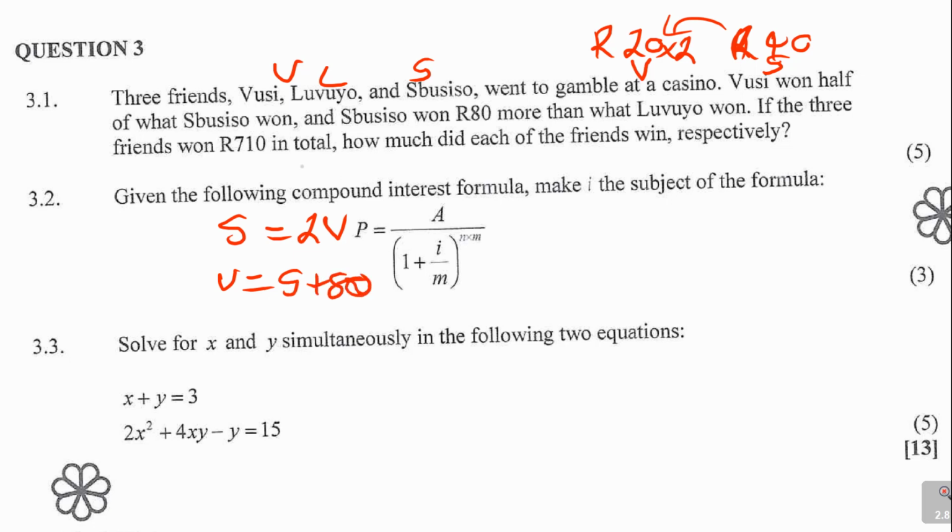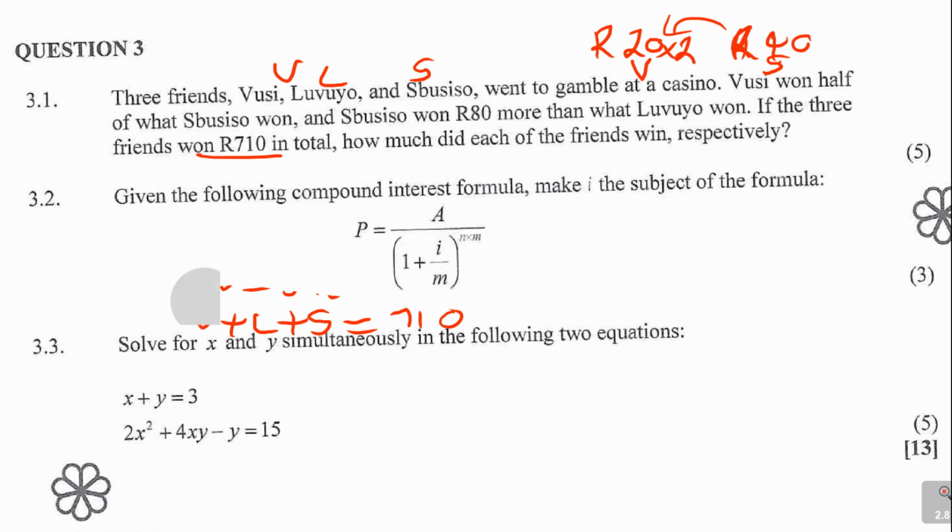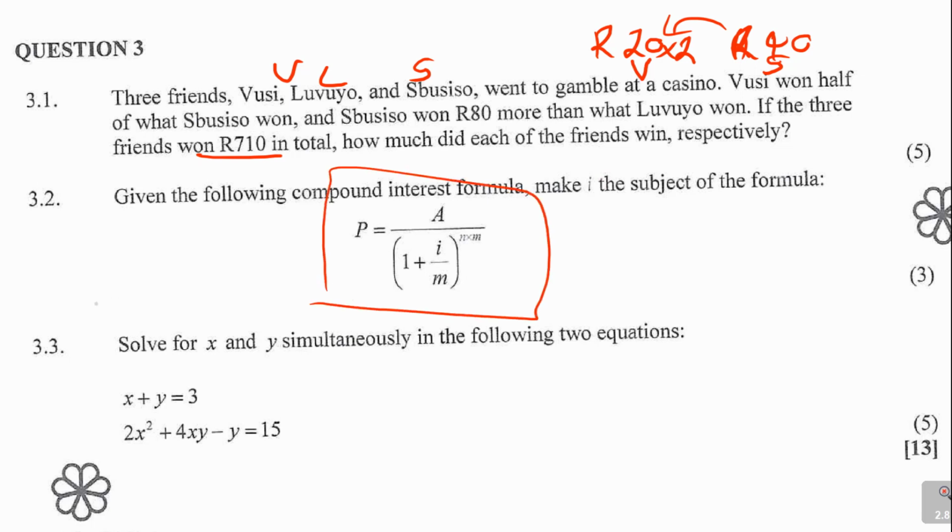Are you getting that? And then they're saying now if 3 of the friends won a total of this, then we are saying Vusi plus Luvuyo plus Sbusiso, they won 710. Then you have to solve for that. That was that part. And then the other one, you had to use this one to say, given the following compound interest, make I the subject. Guys, I'll show you. This one is also basic algebra.